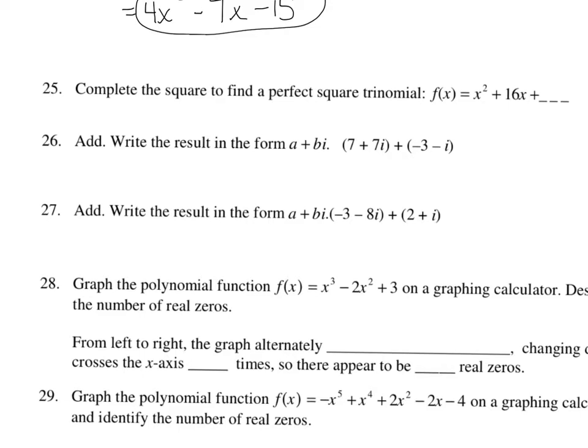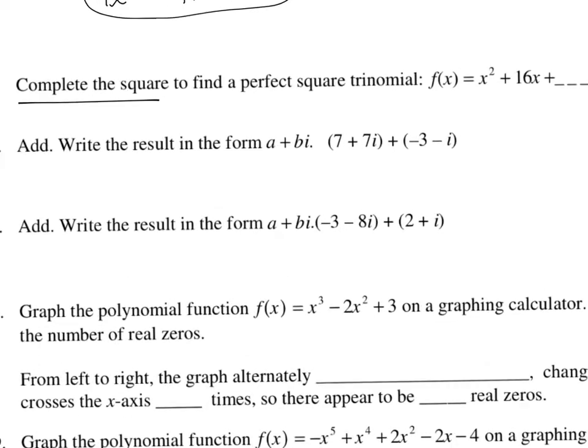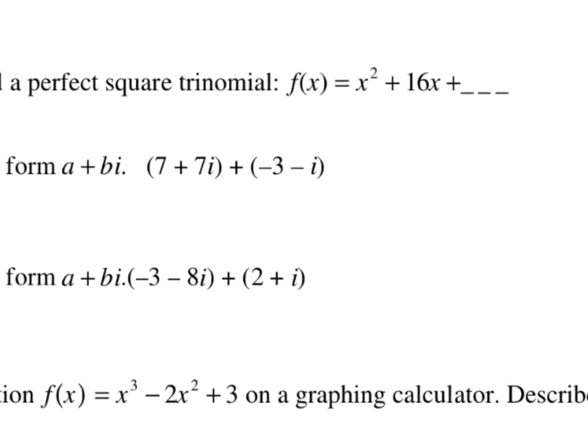To complete the square, we can use the completing the square formula, which I'm going to give you on your formula sheet. And that formula is b divided by 2 squared. So this number is b, the 16. So we're going to divide it by 2, which is 8. And 8 squared is 64.